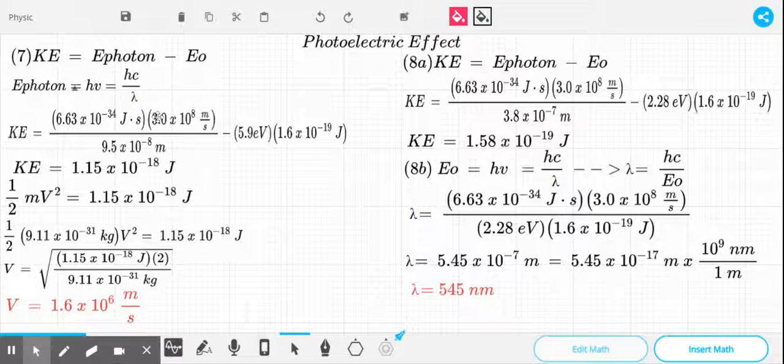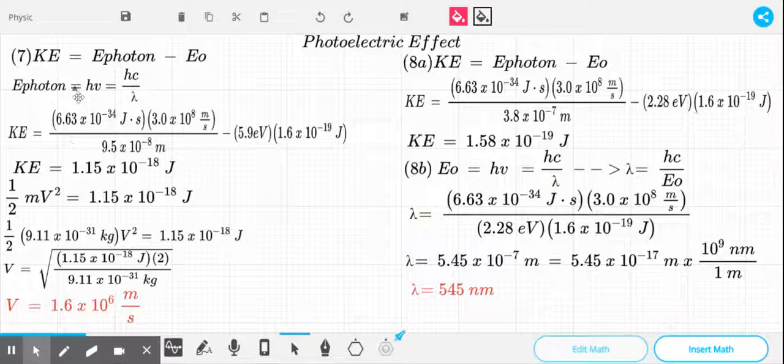For number 7, it said light with a wavelength of 95 nanometers shines on a selenium surface, which has the work function of 5.49 electron volts. The ejected electrons have some kind of kinetic energy. Determine the maximum speed with which electrons are ejected.